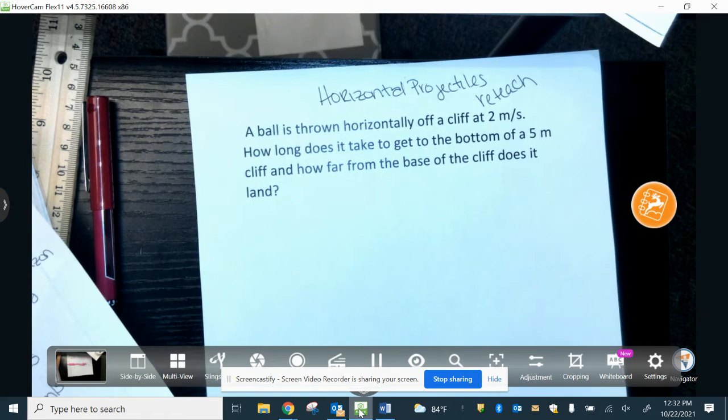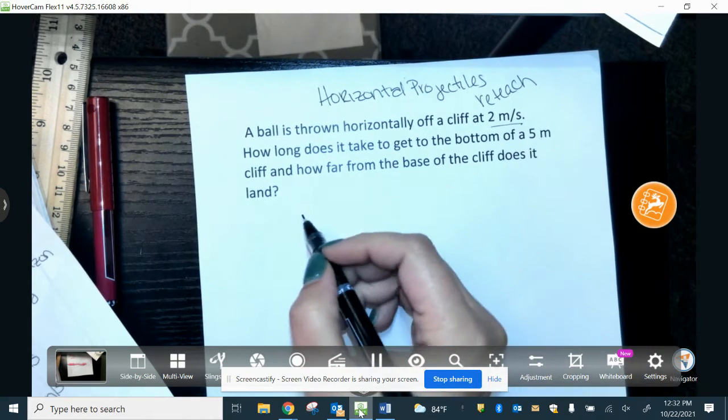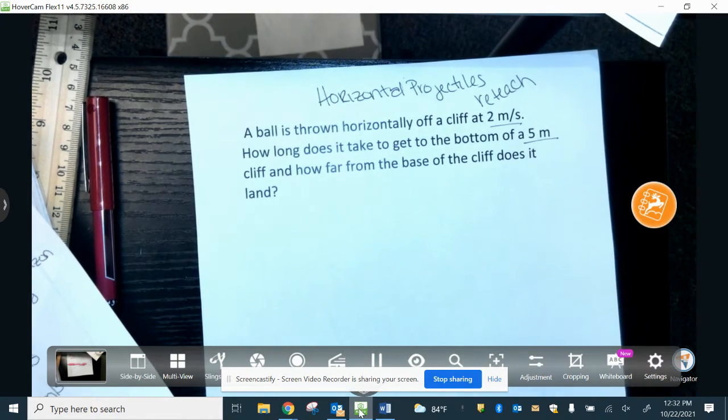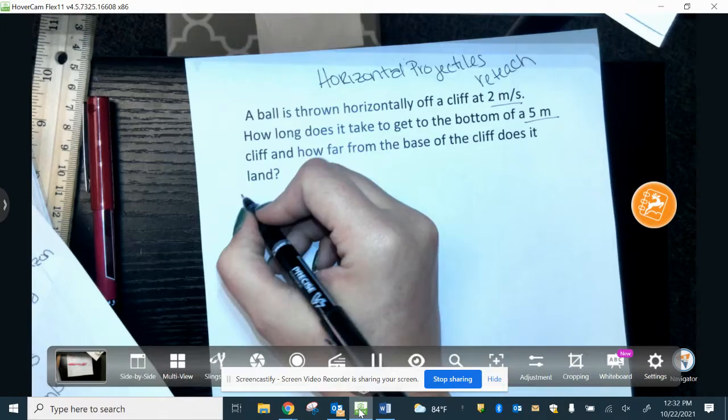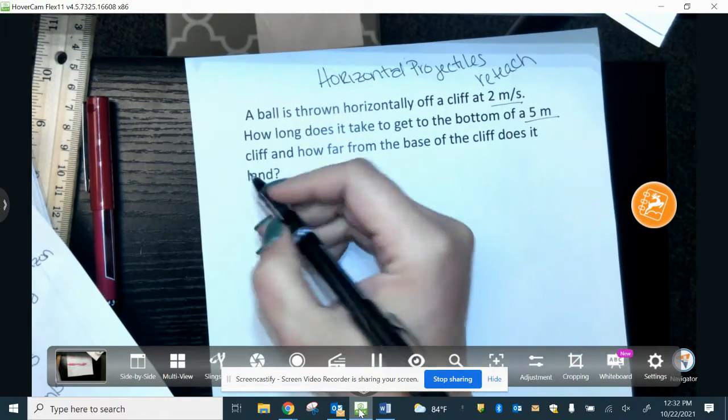So a ball is thrown horizontally off a cliff at 2 meters per second. How long does it take to get to the bottom of a 5-meter cliff? And how far from the cliff does the ball land? So remember, you've got to bring these in to be completed.